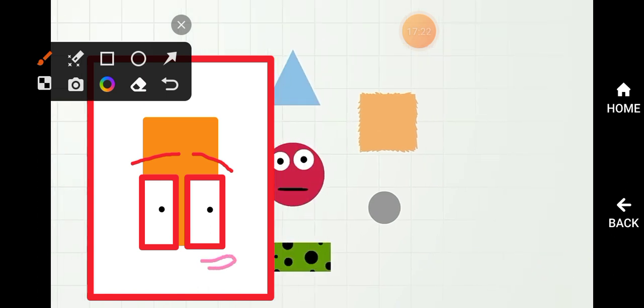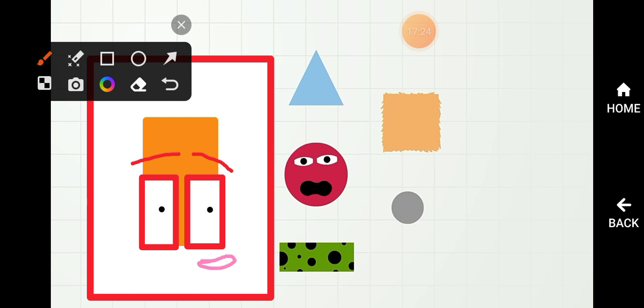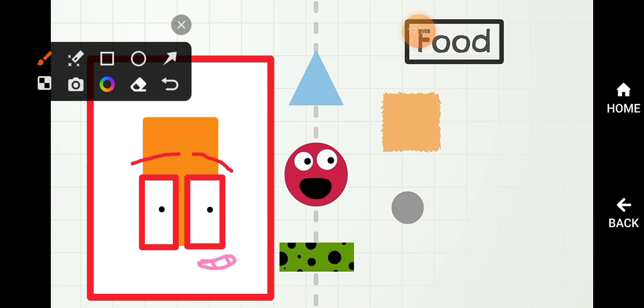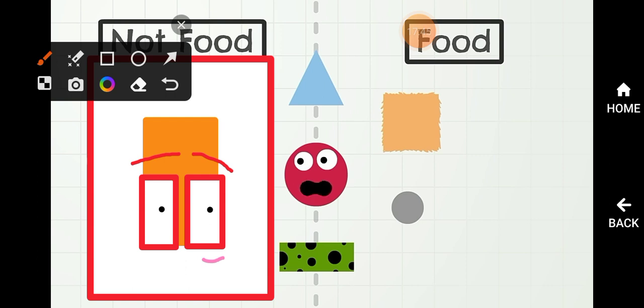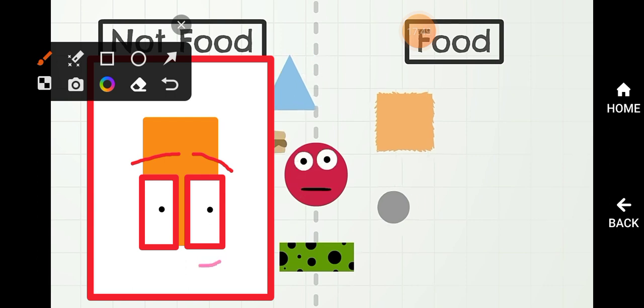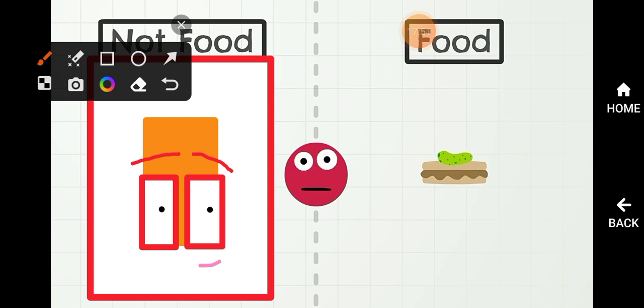Attributes. And did you know that shapes can be sorted? Oh, yes, they can. When you sort things, you put them into different groups. For example, I want to sort all the shapes that are around me into 2 groups. I want all the shapes that are food to go to the right side over here, and all the shapes that are not food to go to the left side over here. Okay, shapes, sort! Whoa, good job!